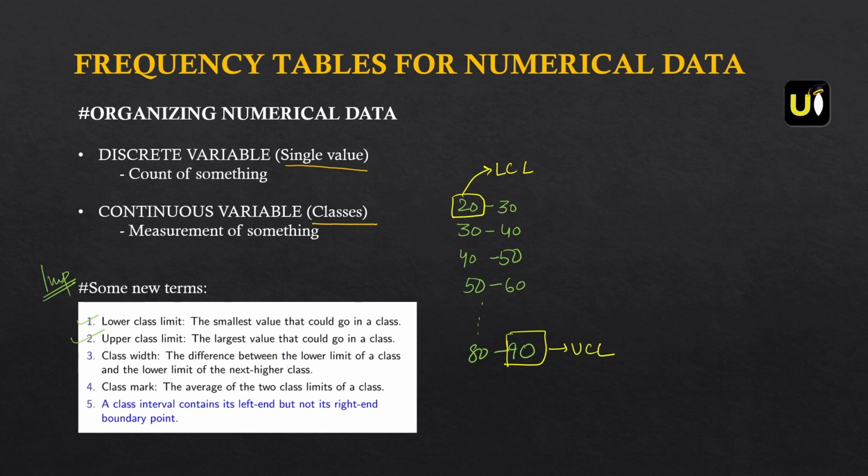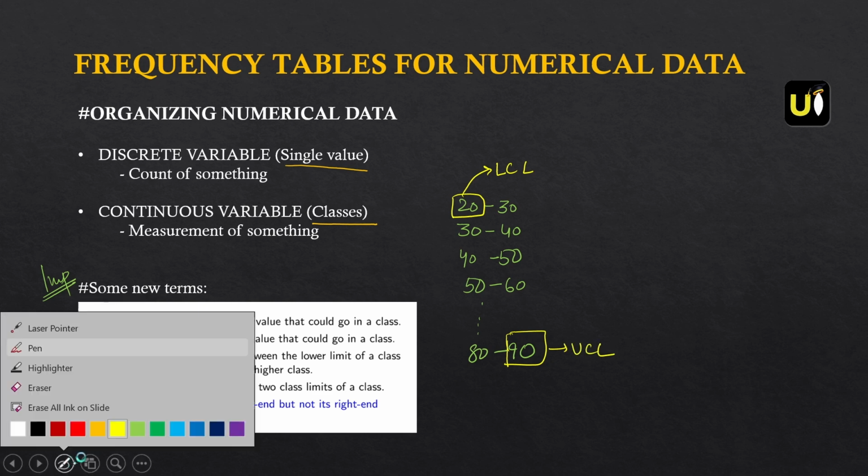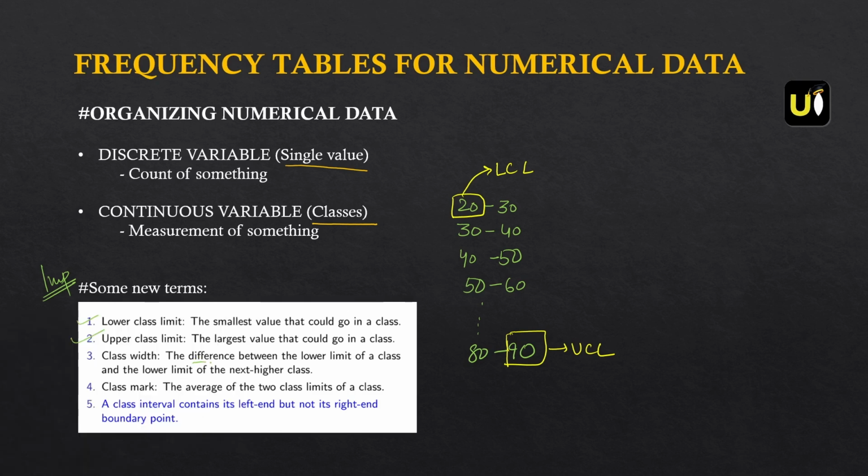All right. Next is class width. Class width is the difference between the lower limit of the class and the lower limit of the next higher class. Then we have the class mark, and it is the average of the two class limits of the class.